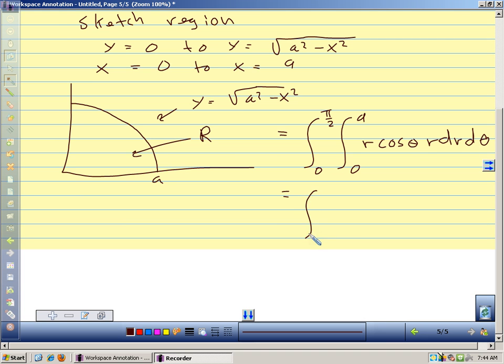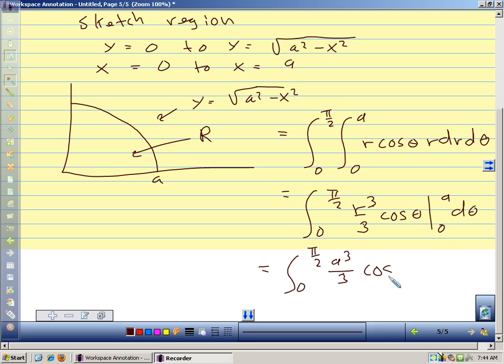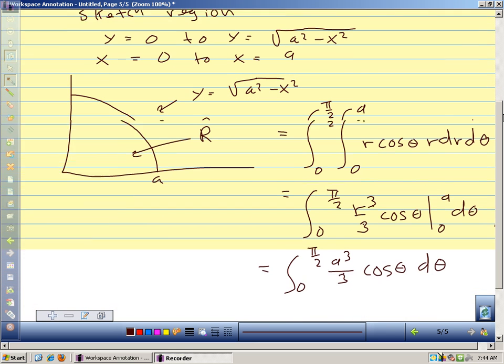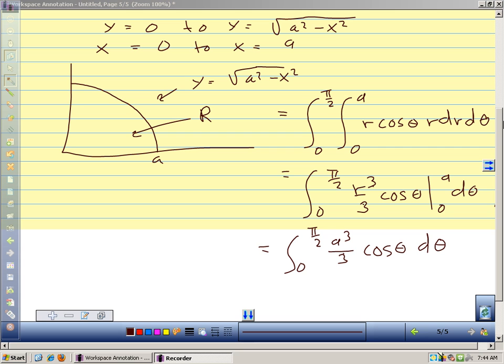And when I evaluate this, I get the integral from 0 to pi over 2 of r cubed over 3, because I have an r squared there, evaluated on 0 to a d theta. So I just end up with the integral 0 to pi over 2 of a cubed over 3 cosine theta d theta, which is another easy integral to evaluate. So depending on our region, switching to polar coordinates can make our life much easier. Questions on that one?